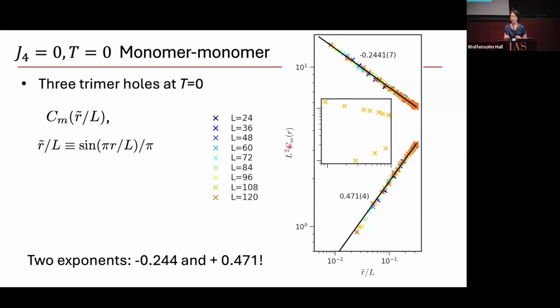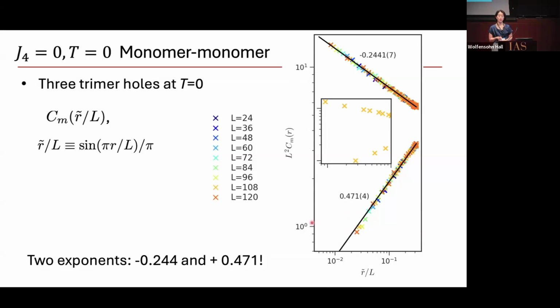But the pair distance is not just the distance, because as we move the monomers, we're moving which sublattice they are occupying. So we can organize this correlation function into two distinct power laws. Here's one power law, minus 0.24417, which looks possibly close to minus 0.25. And there's another power law here that is positive, 0.471, which looks possibly close to 0.5.